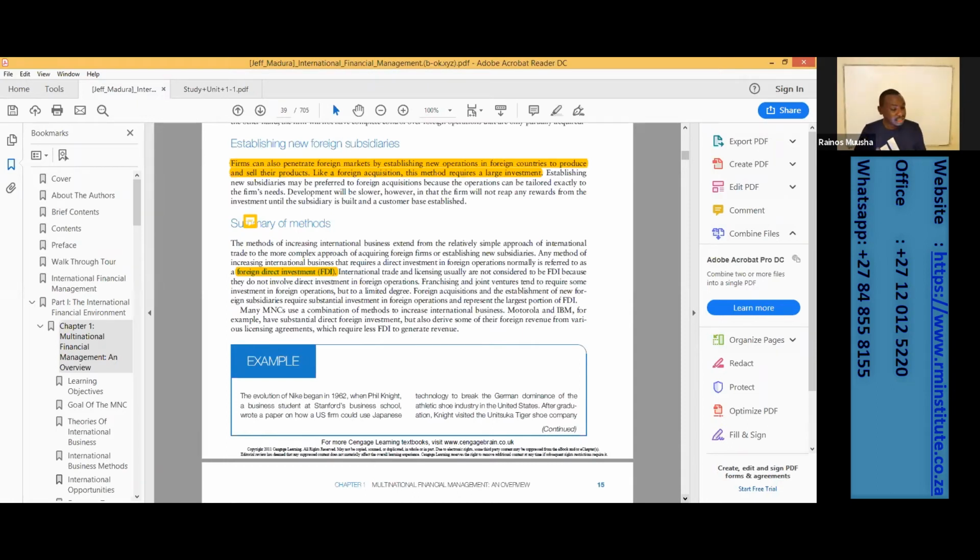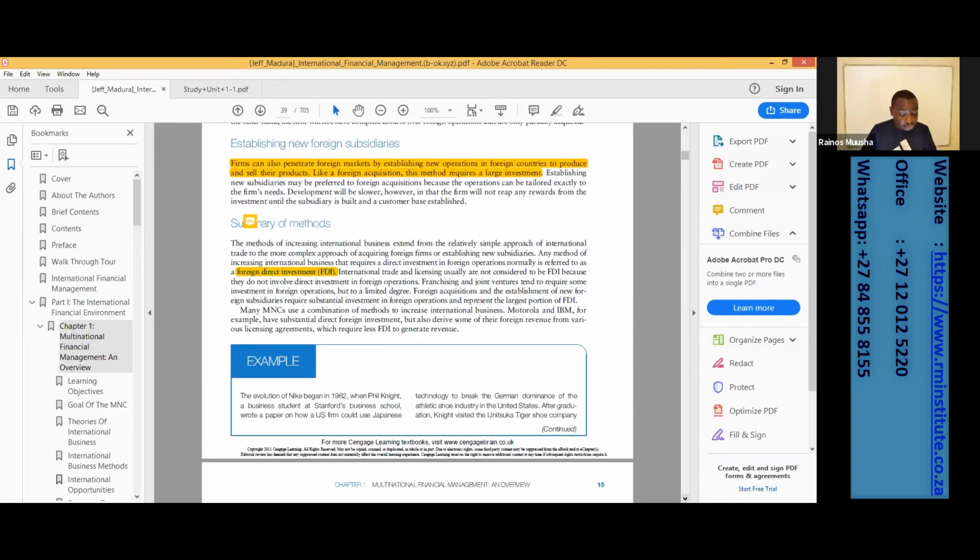So which means that they have to now establish exactly where are we going to be locating, what infrastructure are we going to be needing to establish there, how are we going to be able to get the labor and all the other factors of production to be able to start the operations as well. Which means that because of this, there's going to be a large investment that needs to be made, so that they are able to establish the foreign subsidiary as well.